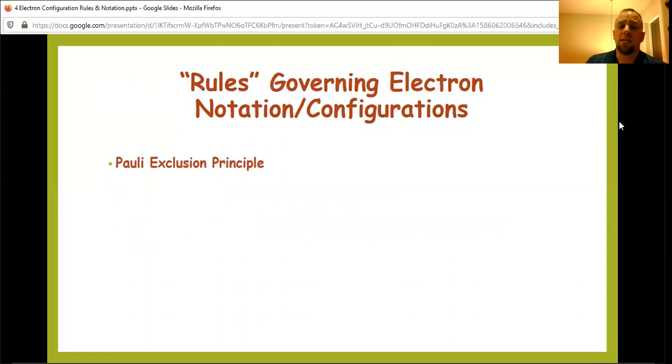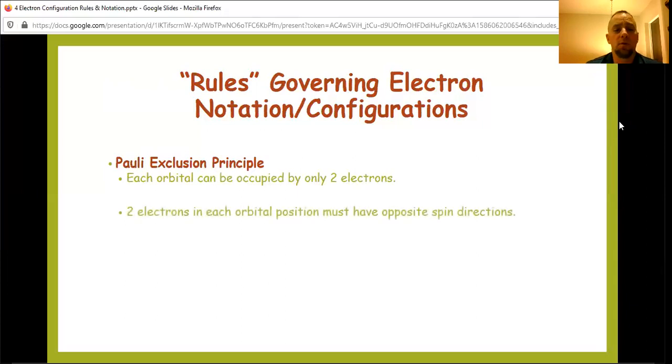Our next rule that we'll take a look at is called the Pauli exclusion principle. The Pauli exclusion principle says that each orbital can only have 2 electrons. It can't hold 3 electrons or more. It can only hold 2. So all other electrons are excluded from being occupied in that orbital. 2 electrons in each position.